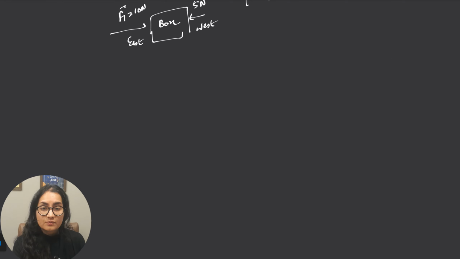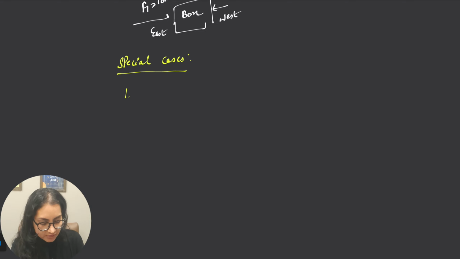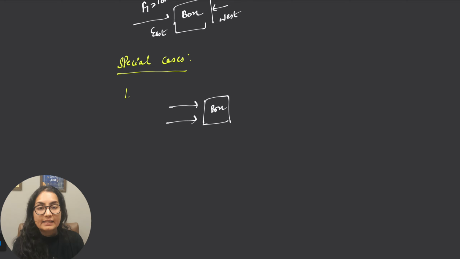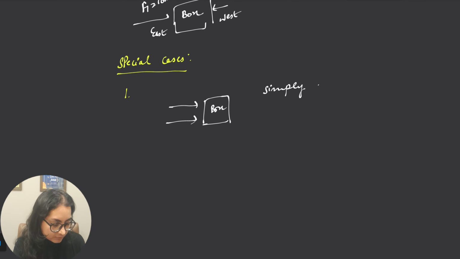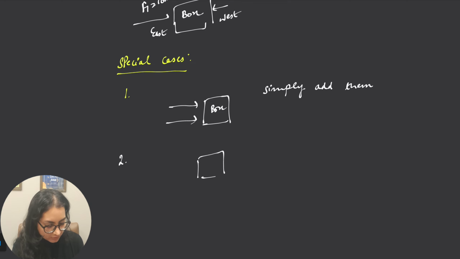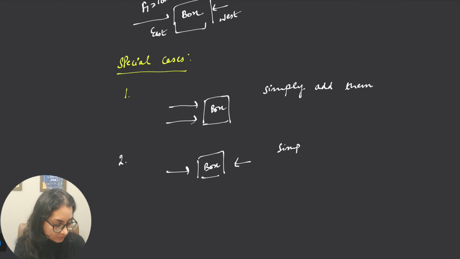We can simply add or subtract them in some cases. What are those cases? Let's write special cases. First one is when both the vectors are in exact same direction, you can simply add them. And the second is when two forces are exactly opposite, you can simply subtract them.